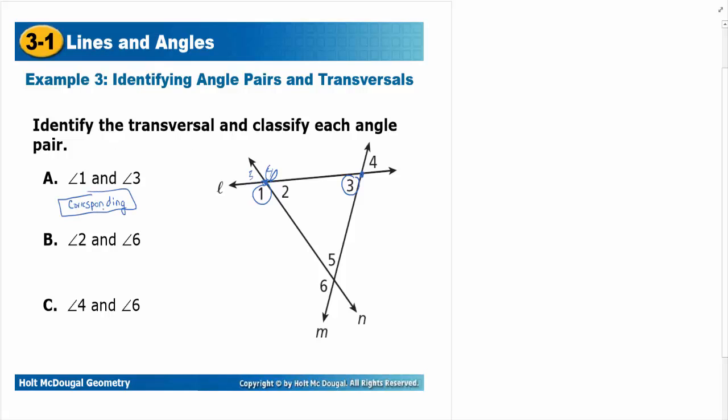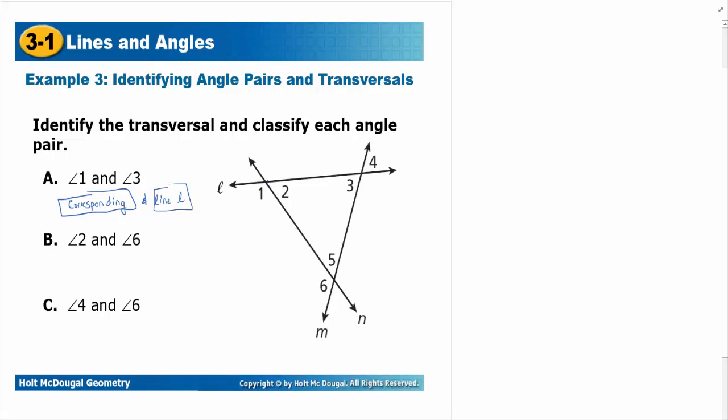Now again, it says identify the transversal, so I'd say line L in this case. I kind of screwed that up; you probably should have written that first. Okay, so you've got line L, because that's where it's touching both of those vertices, and they're going to be corresponding angles.